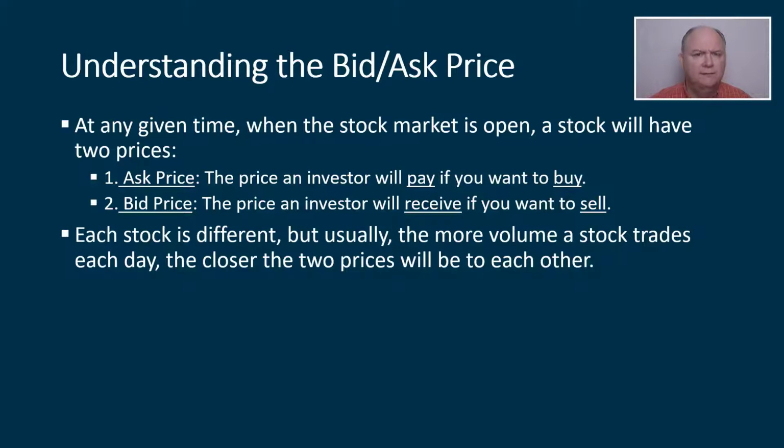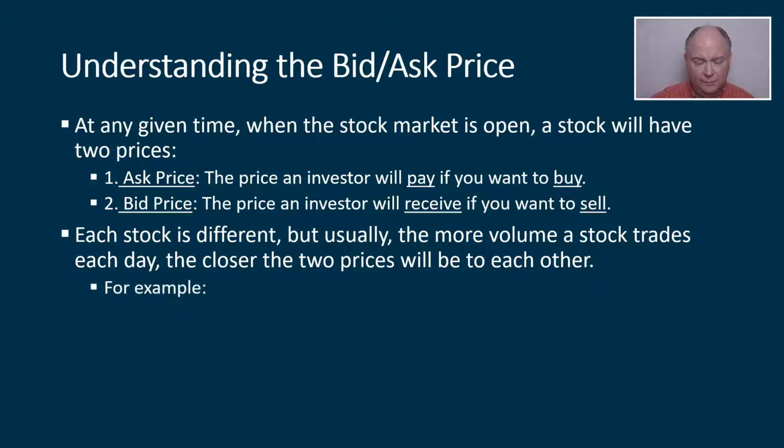Each stock is different, but the more volume on that stock, the closer these two prices are likely to be to each other. That's what we as investors want. We want the bid price to be really close to the ask price. Some stocks that are not traded very heavily, that don't have a lot of volume, the prices could be very different from each other. And I'm going to go through and explain that a little bit here.